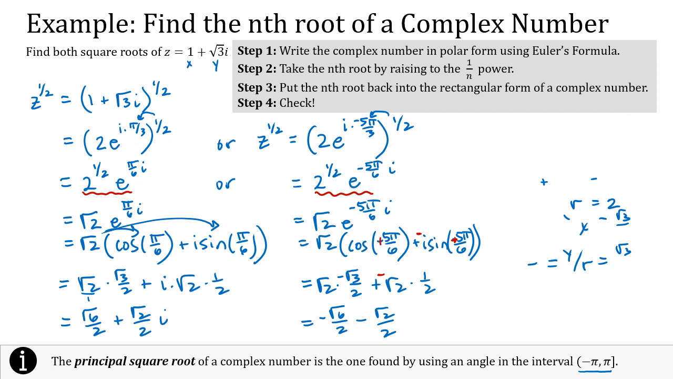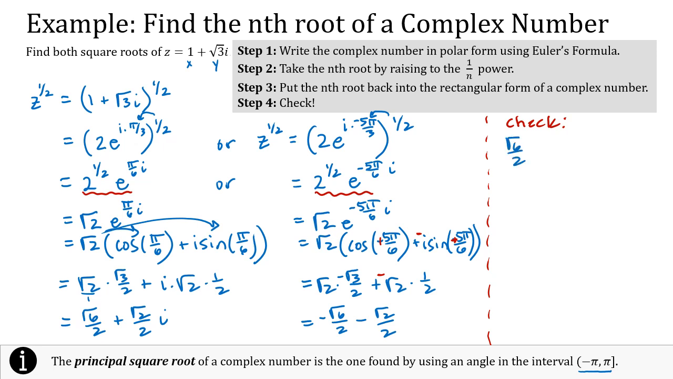And I'm not going to show you both of them because I don't think you need to see it twice, but I do want to show it to you at least once. So let me show you the check on this. So here's how I would check it. I would check to see that the square root of 6 over 2 plus square root of 2 over 2i, if I raise that to the second power, should equal 1 plus the square root of 3i, right?